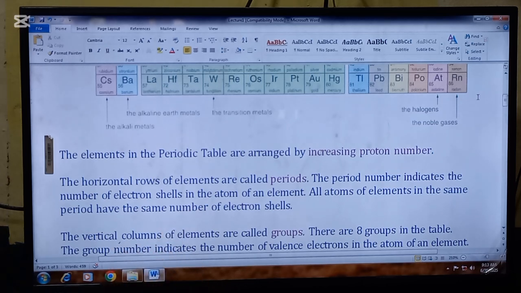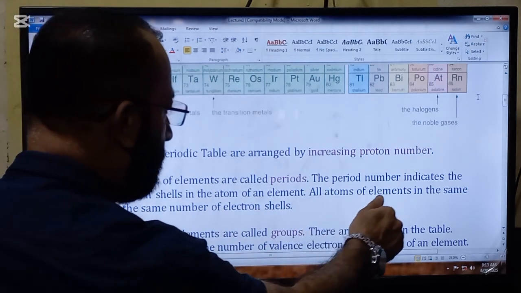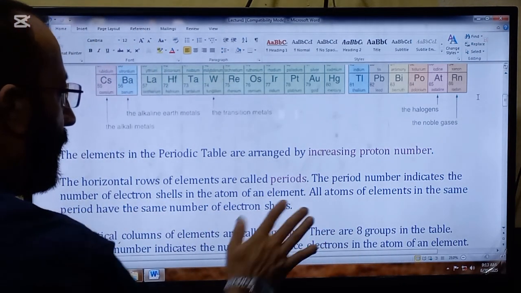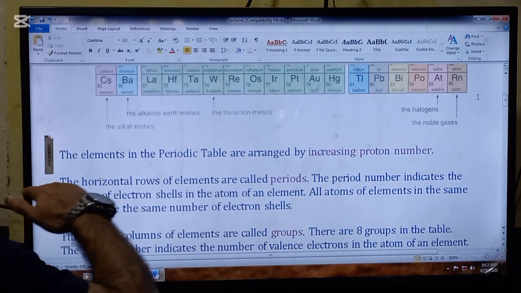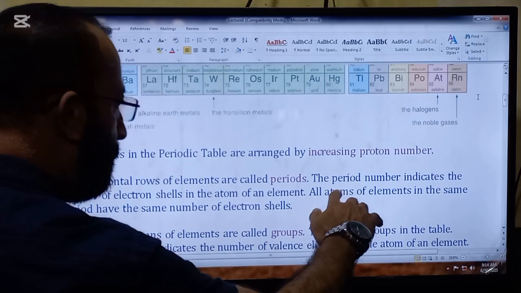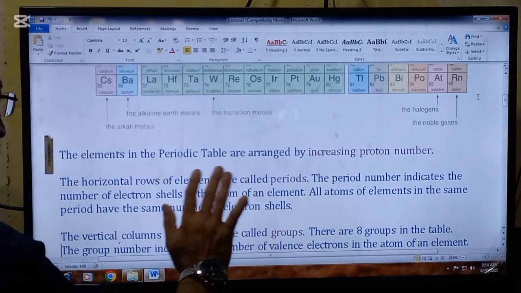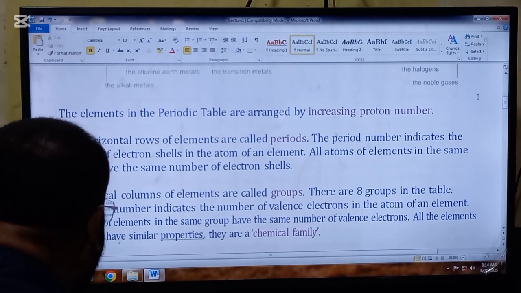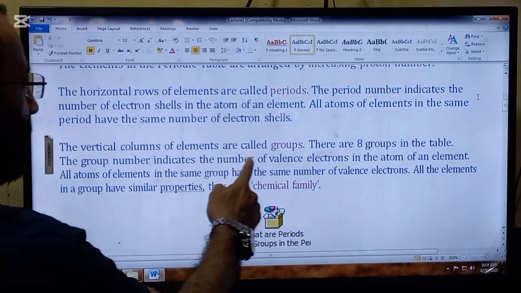So this is a very simple thing, students. The horizontal rows of the elements are called periods. The period number indicates the number of electron shells in the atoms of the elements. So this is the point which you have to remember. Whatever the number of the period is, the same number of electron shells will be there in the atoms of the elements. So the next important point is, the vertical columns of the elements are called groups.